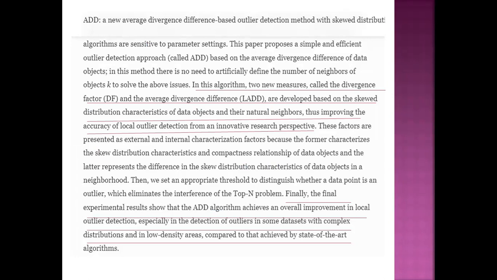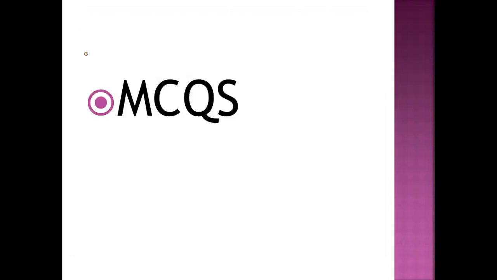And finally, the experiment results show that the average divergence difference algorithm achieves an overall improvement in local outlier detection, especially in the detection of outliers in some databases with complex distribution and low density areas. Now it's time for the MCQs.